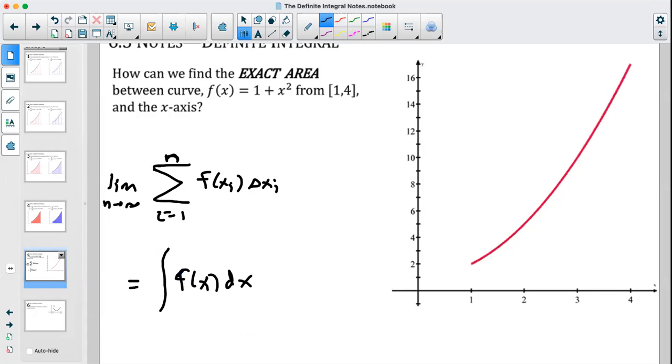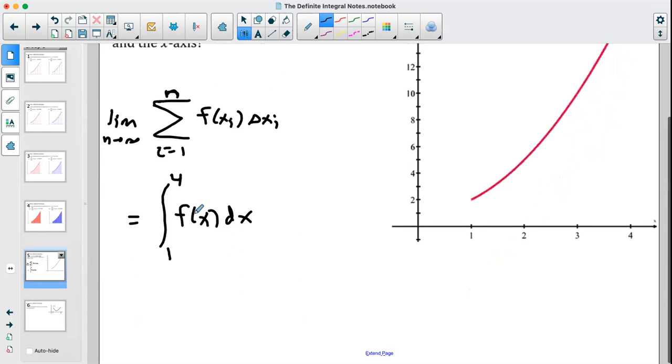We put limits at the bottom and the top of this integral symbol. The bottom limit is the left-hand edge of the interval, and the upper limit is the right-hand edge of the interval. So for this particular f of x in this particular problem, I started at 1, so I put a 1 here, and I went to 4, so I put a 4 here. And this is what this limit equals. It equals the integral from 1 to 4 of f of x dx. And what I just said there is how you should say it: the integral from 1 to 4 of f of x dx.